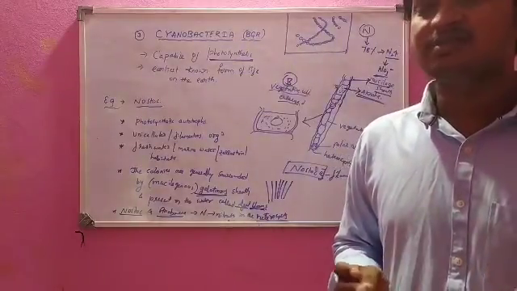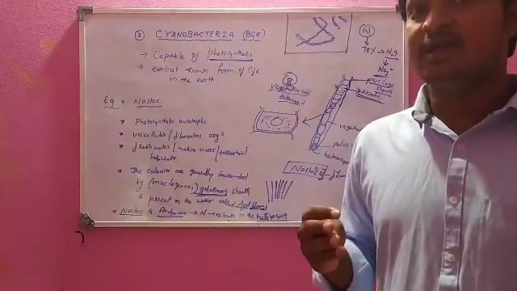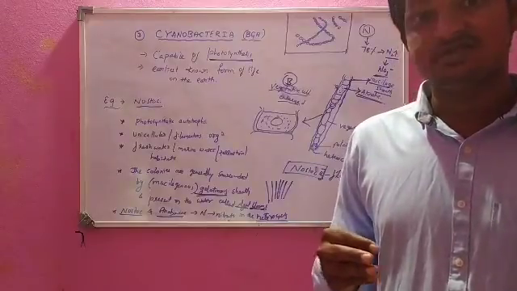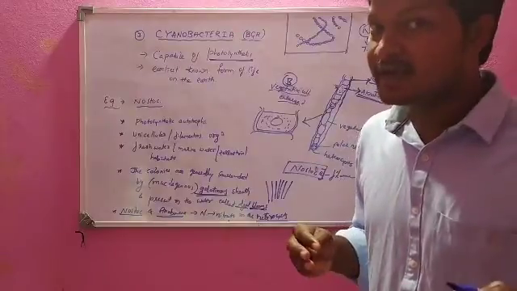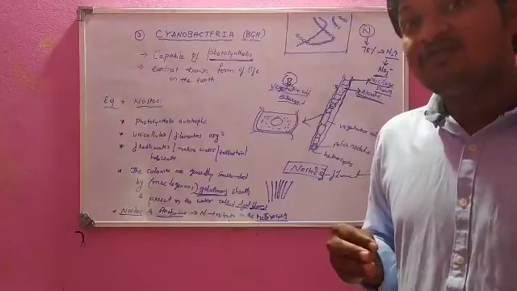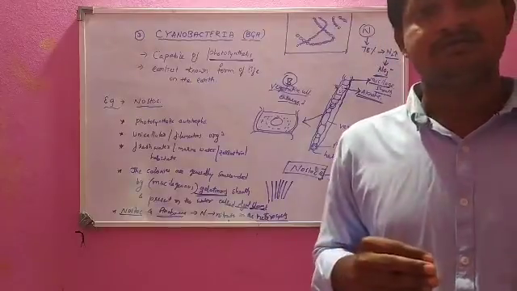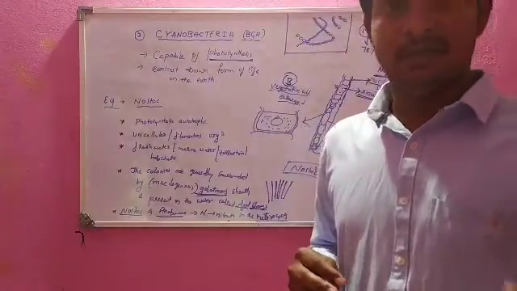Cyanobacteria means we have to immediately remember that they are going to fix the atmospheric nitrogen and convert it into nitrate. If you see nostoc and anabaena, with the help of heterocyst cells, they are going to convert it. That one you people have to remember.